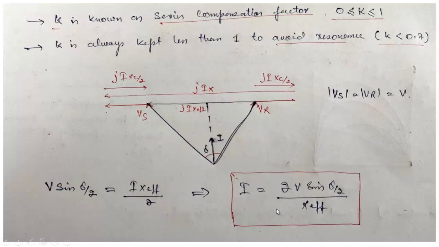From here you will also see whether it will decrease or not. So from this, the magnitude of I x effective by 2 is equal to V sine of delta by 2. That is the sine component of this, because this will be delta by 2. So I will be equal to twice V sine delta by 2 divided by x effective. Since x effective is equal to x into 1 minus k, this I will be reduced.